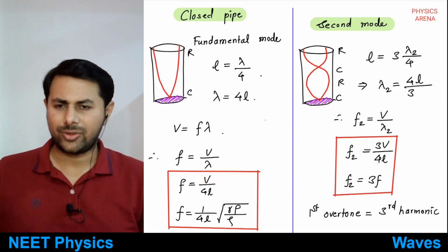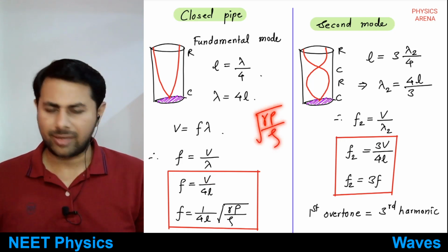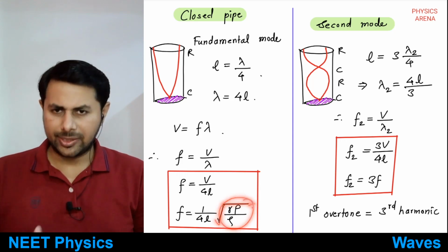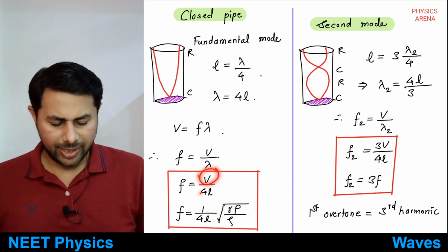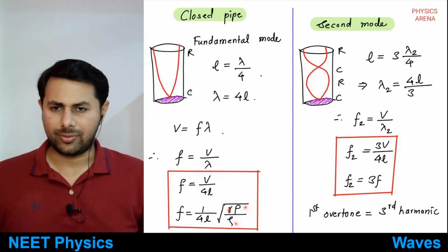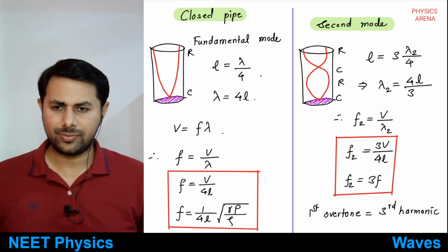So speed of longitudinal waves in air is given by square root of gamma times p divided by rho. Okay, so if you just substitute that, you get F is equal to 1 upon 4L multiplied by V, and what is V? It is square root of gamma times p divided by rho. Okay, this thing is clear, everyone?